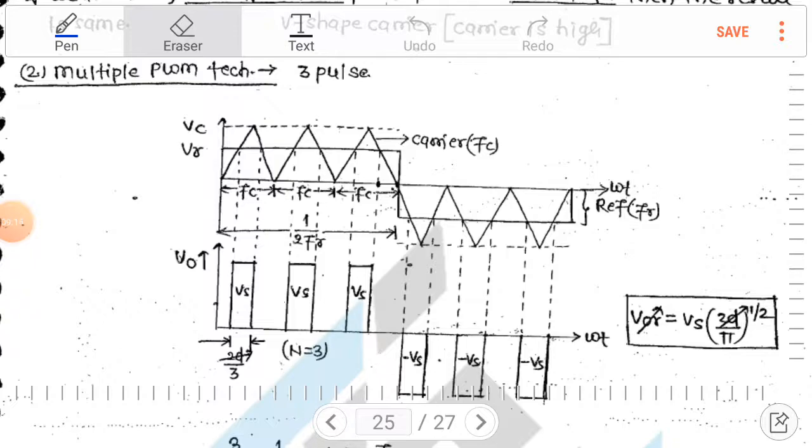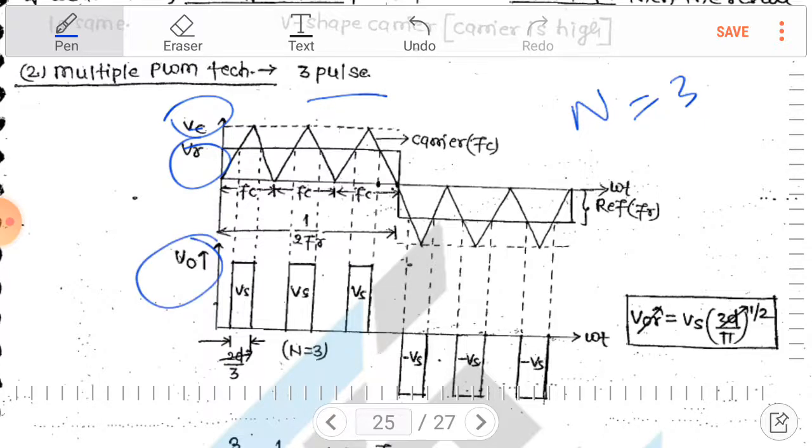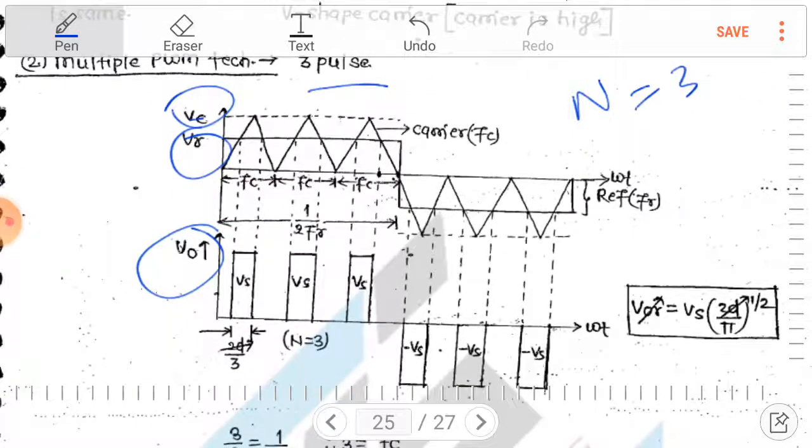Next one is the multiple pulse width modulation technique. In this technique, for example, we have seen here a 3 pulse width modulation technique. It means capital N equal to 3, and the graphical analysis here shows how Vc and Vr are used to get the output voltage, where in each half cycle we have 3 pulses. The width of each pulse is 2d by 3.